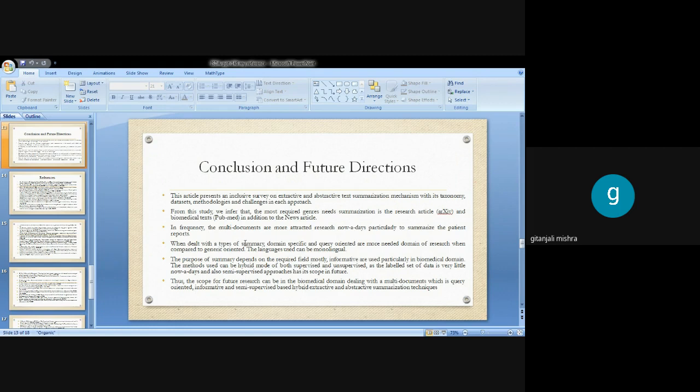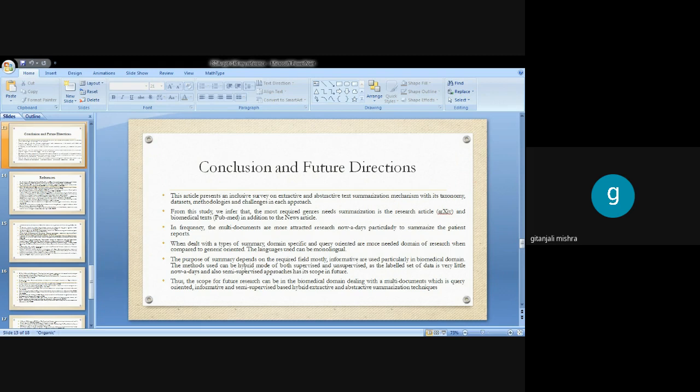Multi-document summarization is more attractive in research nowadays, particularly to summarize patient reports. It should not be limited to a single document. When we are dealing with the type of summary, domain-specific and query-oriented summaries are more needed in research when compared to generic ones. The language used should be monolingual.